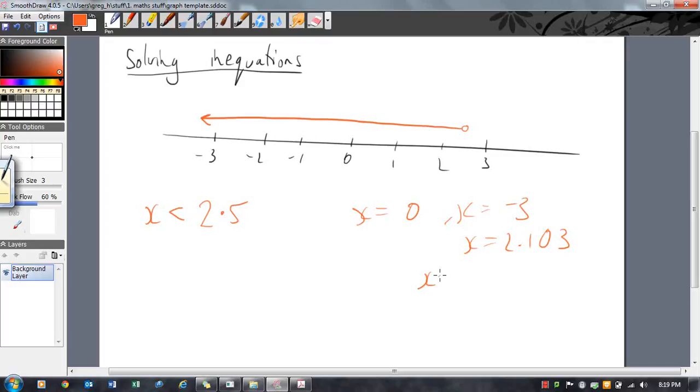Because if you think about it, x could be negative 1,296,458 billion or whatever. It doesn't matter. It goes forever back in that direction. It goes to negative infinity. So that's what we're doing. If it was equal to 2.5, then we would colour the little dot in to show that it could also equal that point there. And that's what we're talking about with inequations.